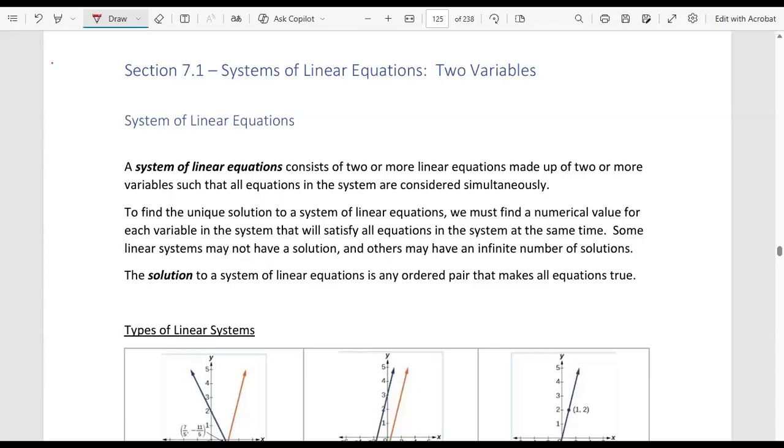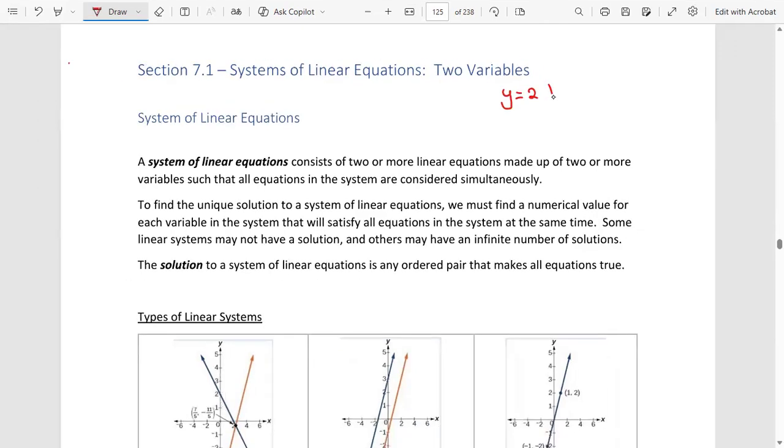Systems of linear equations. In this video, we want to learn how we can solve a system of linear equations. When we talk about systems of linear equations, it means that we have two or more linear equations with two or more variables. Every time we talk about a linear equation, we are talking about an equation like y equals 2x plus 5. This is a linear equation.